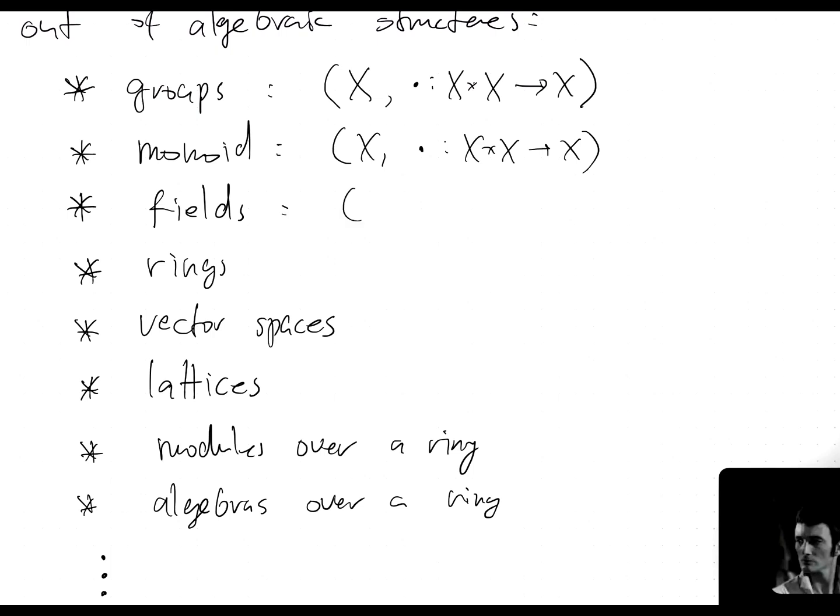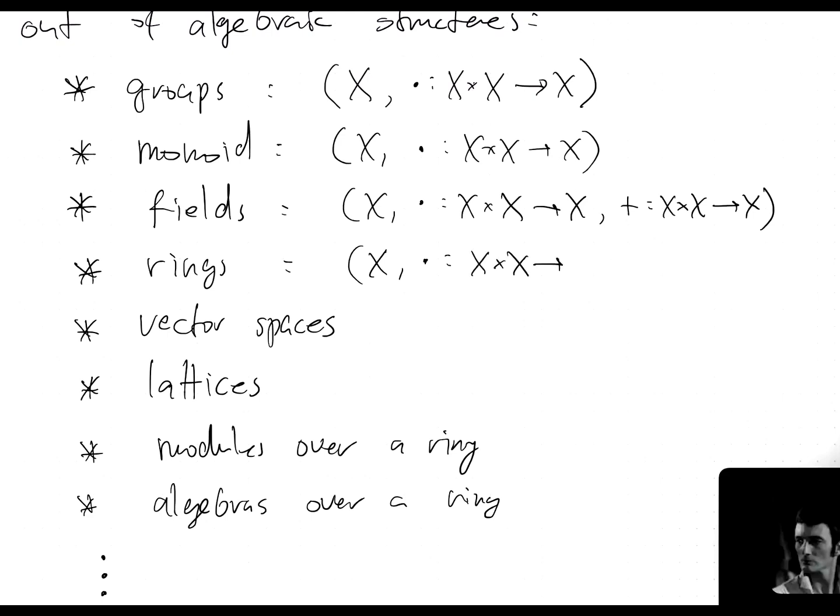A field is a set with a binary operation of multiplication, just like the other two, but also a second binary operation of addition. So a field has two binary operations. The same goes for a ring. A ring has two binary operations as well. One of them is denoted by multiplication, the other one by plus.